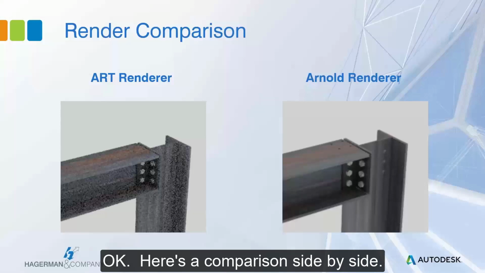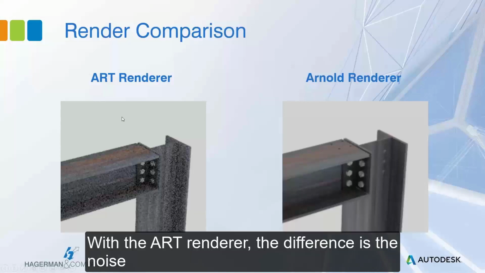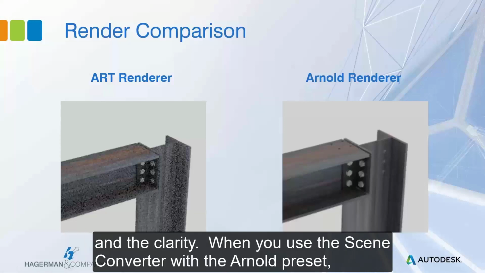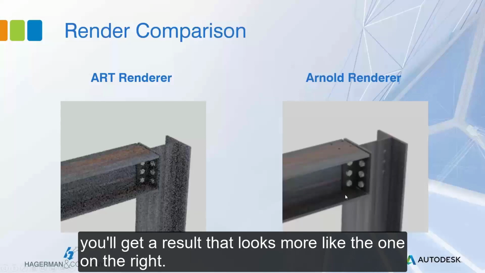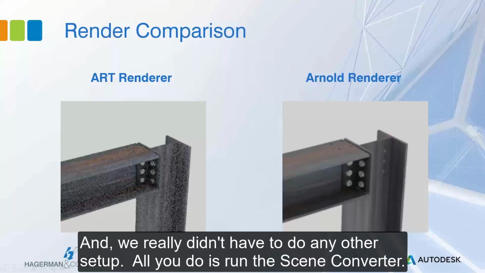Okay, now here's a comparison side by side, just so you can see the difference. When we did our first render with the art renderer, the difference is the noise and the clarity. When you use the scene converter with the Arnold preset, you'll get a result that looks more like the one on the right. And we really didn't have to do any other setup work. All we have to do is run the scene converter.